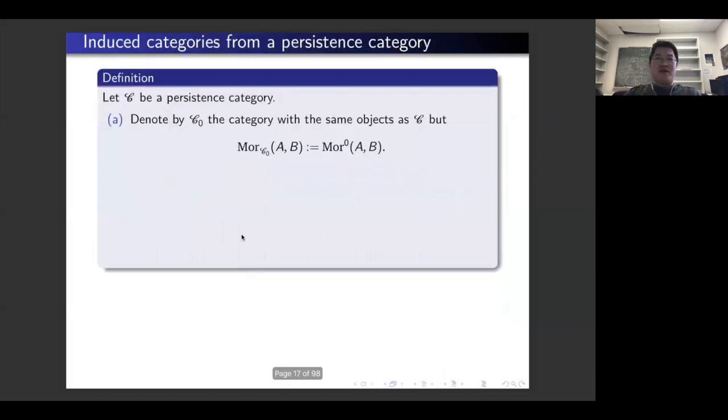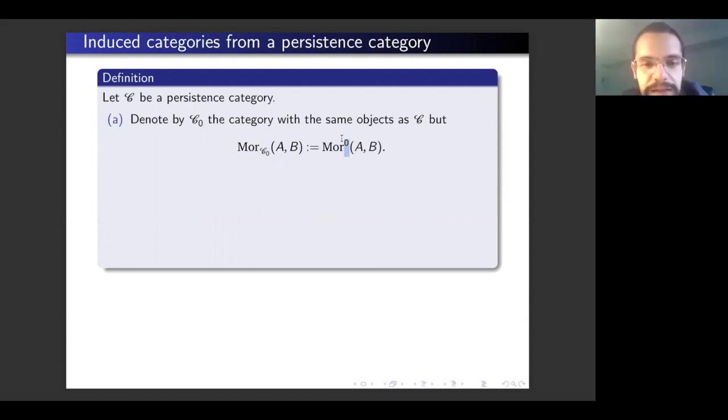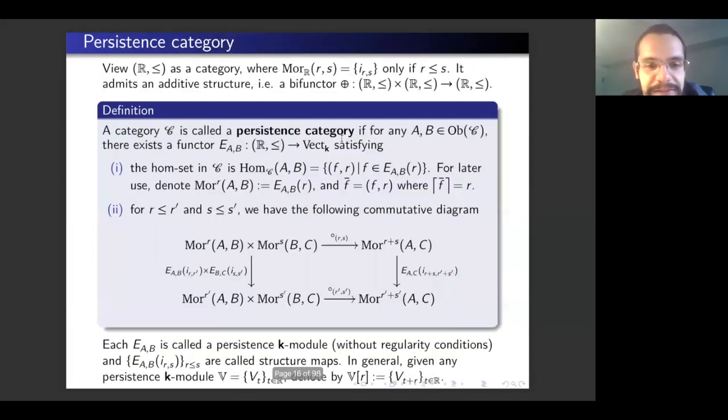If I give you a persistence category, there are two categories that you can actually get from it. One is called C_0. What was the definition of C_0? It's a new category with the same objects, but you are not considering the entire family of vector spaces for the hom set. You consider only the zero level set. Can I look at the previous slide again?